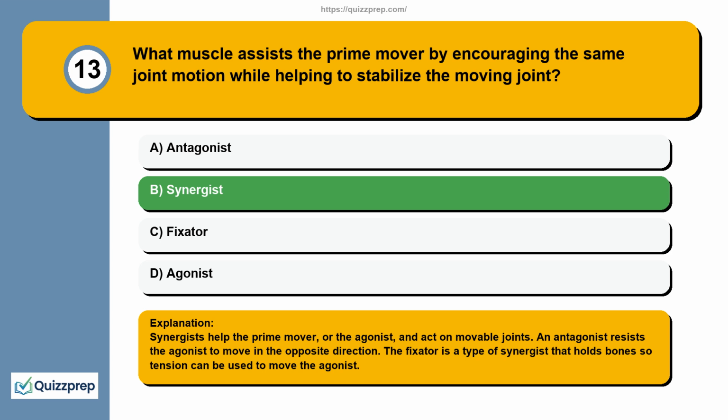Synergists help the prime mover, or the agonist, and act on movable joints. An antagonist resists the agonist to move in the opposite direction. The fixator is a type of synergist that holds bones so tension can be used to move the agonist.